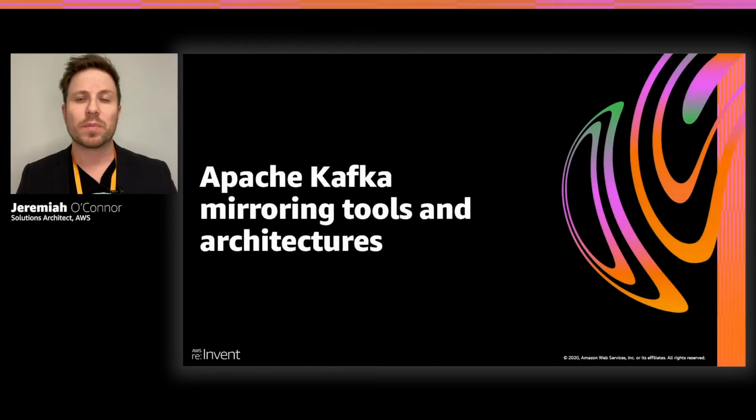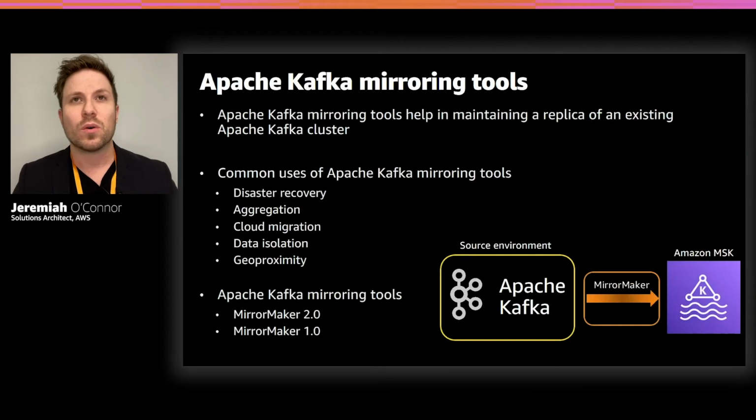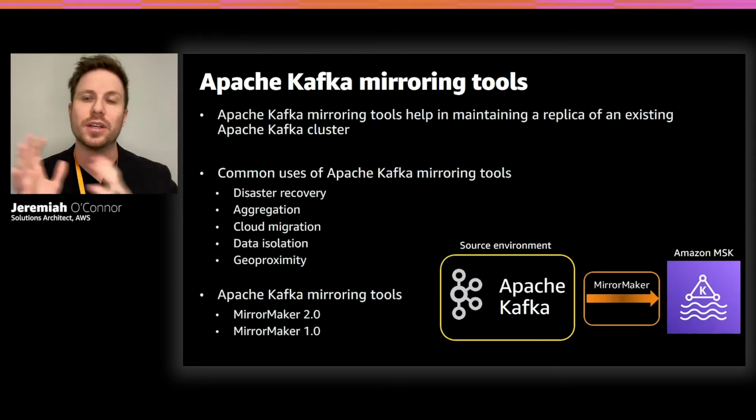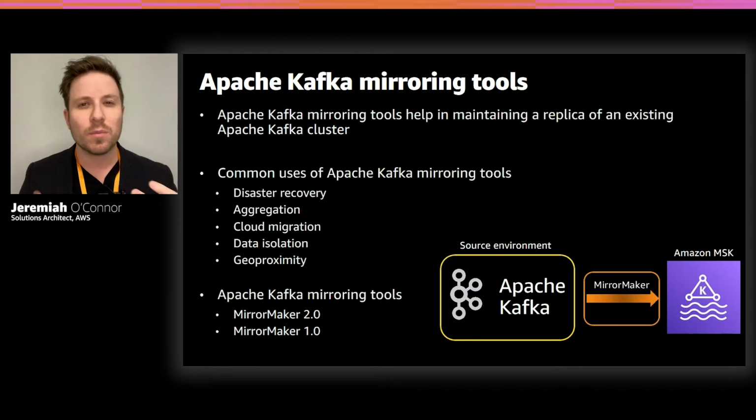So now I want to talk briefly about what does it mean to mirror data in Apache Kafka and what are some reference architectures that we see customers commonly use. So ultimately, when we talk about mirroring in Kafka, we're talking about maintaining an exact replica of your data from one location to the other. So you may ask, why would we want to do this in Apache Kafka? There's a couple common use cases that we see come up across our customers.